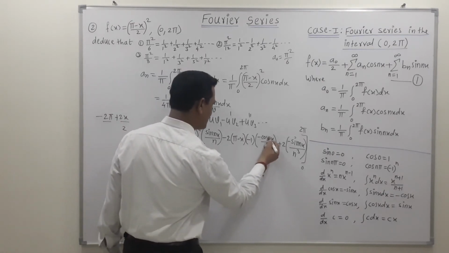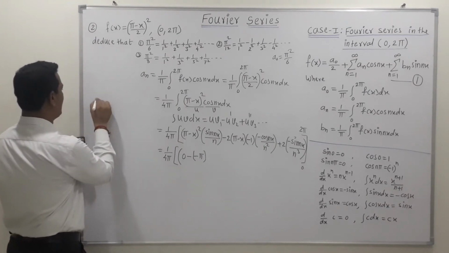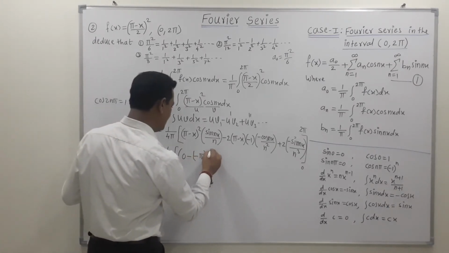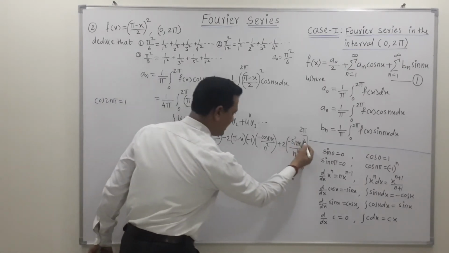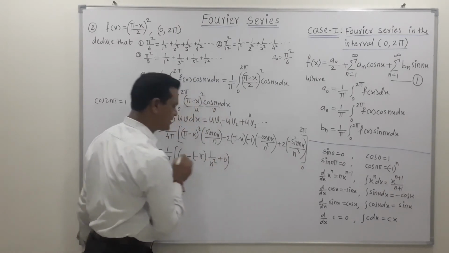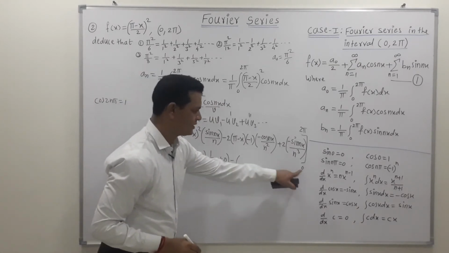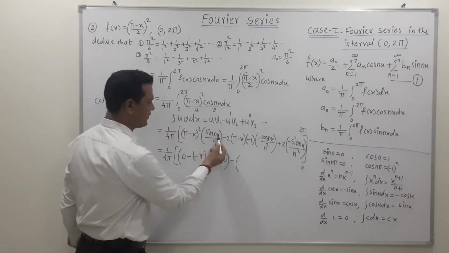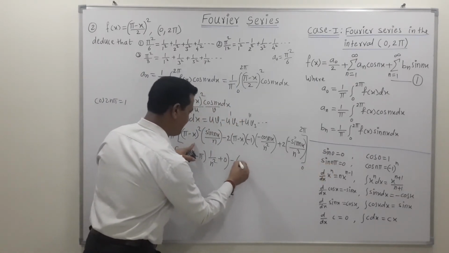Then we get cos of 2n pi, and we know that the value of cos of 2n pi is 1, so we get 1 upon n square. The next term is sine, and its value is 0, so this term is 0. Minus the lower limit, which is 0 here. If we put x equal to 0 for the sine term, sine of 0 is 0, so this first term becomes 0.